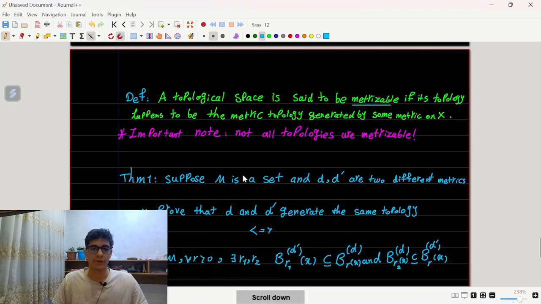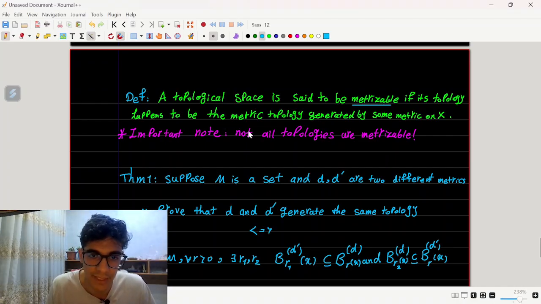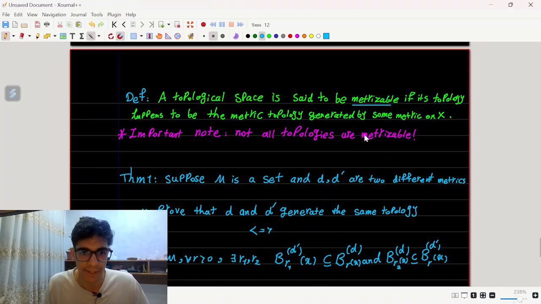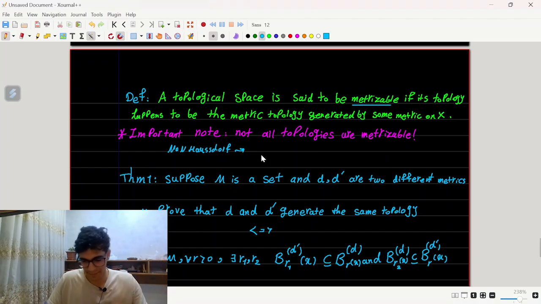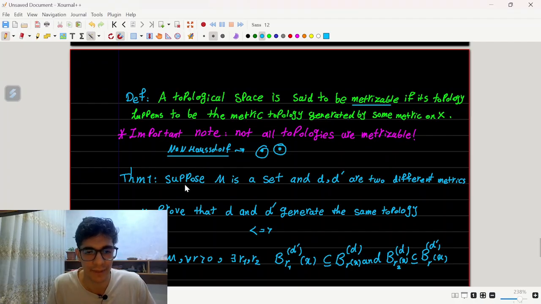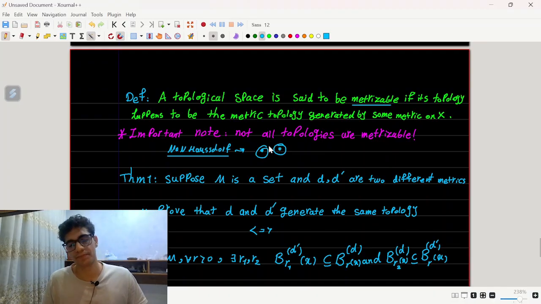So let's move on. And then there is a definition. A topological space is said to be metrizable if its topology happens to be the metric topology generated by some metric on X. Well, why did we define this? Because not all topologies are metrizable, and the example for that is non-Hausdorff spaces, which you will see soon. These spaces are really weird because there's a property which you may think holds in all spaces, that you can separate 2 points, but in non-Hausdorff spaces you can't, and therefore this is not metrizable. And so not all topologies can be metrizable. You need to remember that.